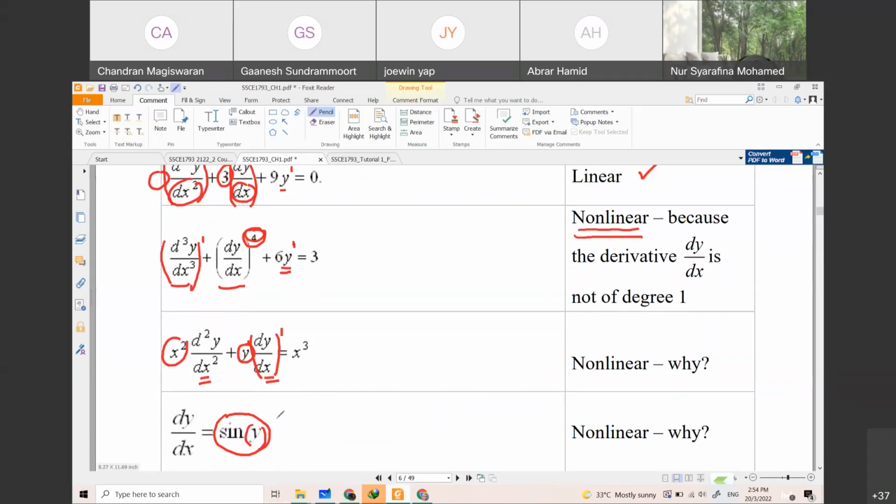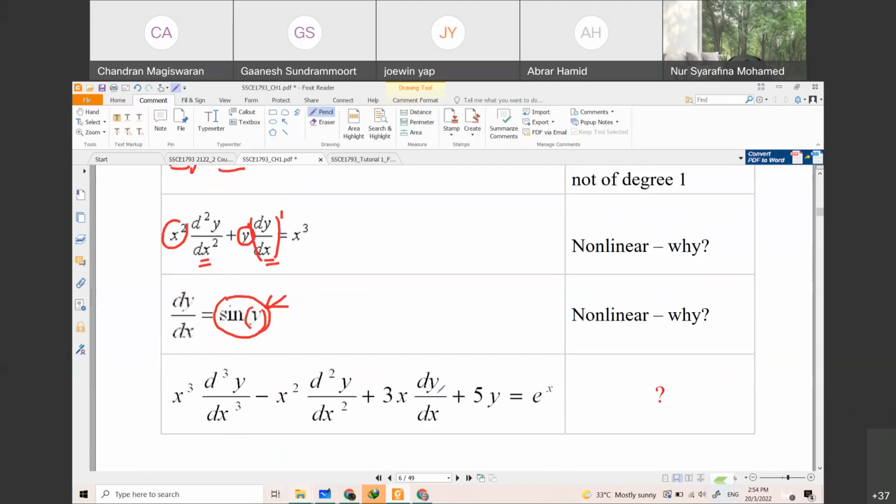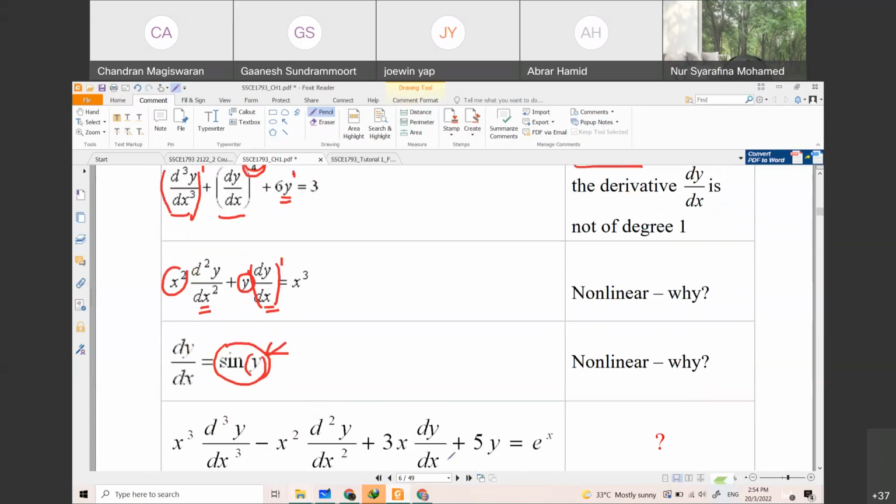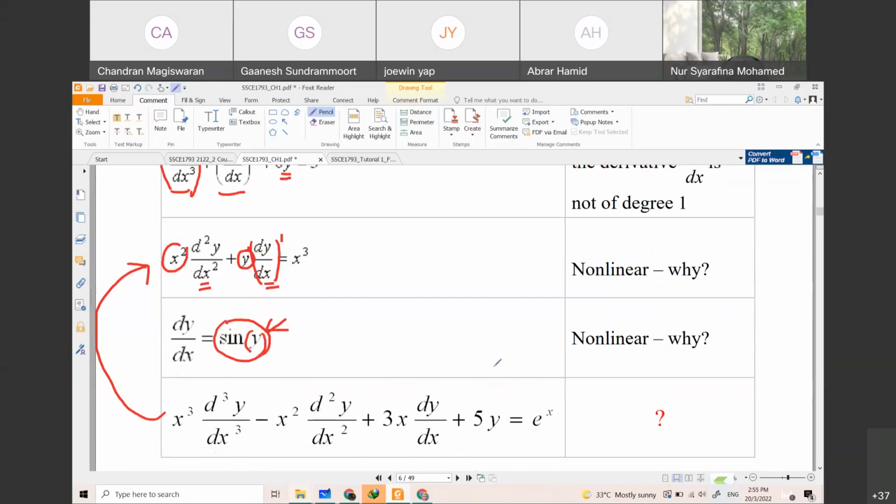Okay. This is not a linear equation because this one is not linear itself. As you can see, sine y is not a linear function. And then this one is quite identical with this, right? Why is sine y non-linear again? Because it is sine y. Sine y itself is a trigonometric function, right? Am I right?